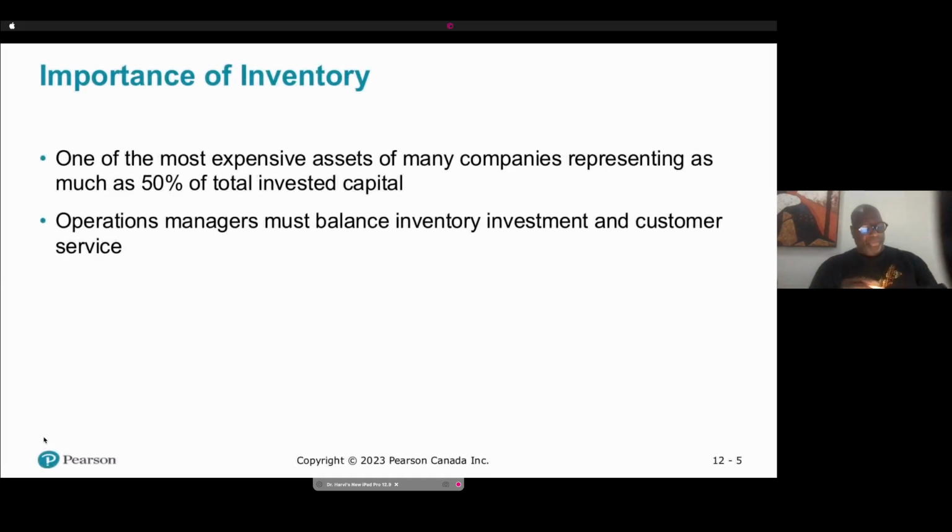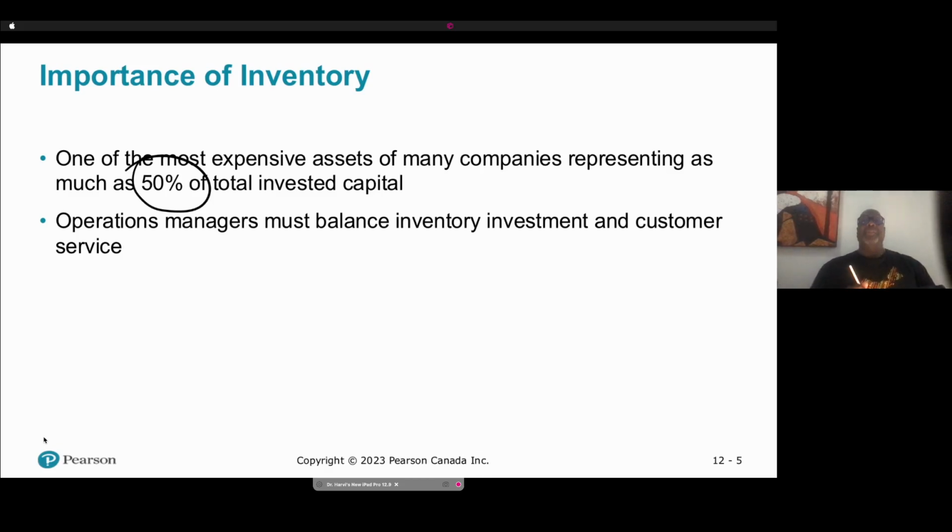Why is it so important? It's so important because, as I mentioned to you, inventory represents a significant investment. It's usually an asset, but could also be viewed as a liability, but it's an expensive asset. And if we fail to sell it, move it to its final destination, then it becomes a cost on the organization and therefore a liability. In some cases, inventory can cost almost up to 50% of the total invested capital.